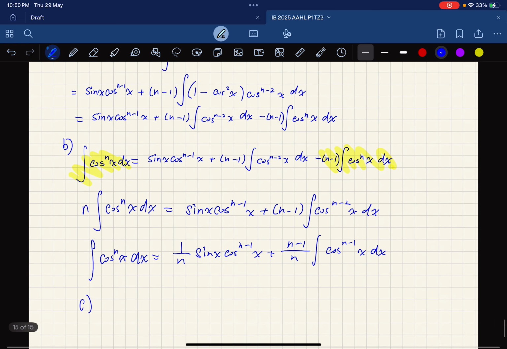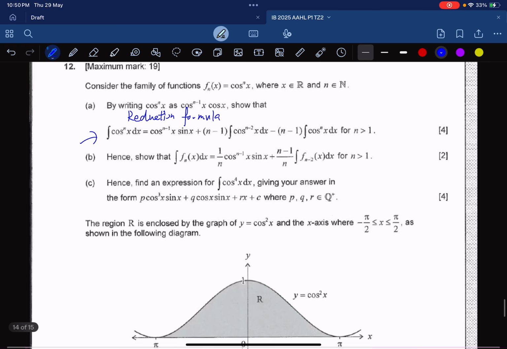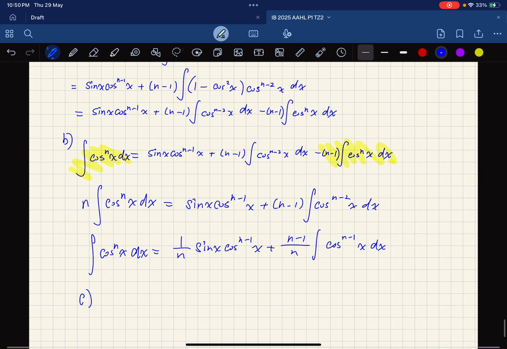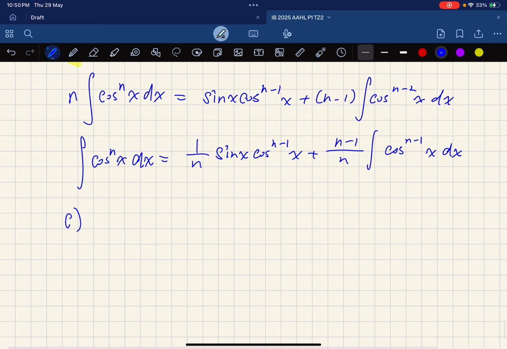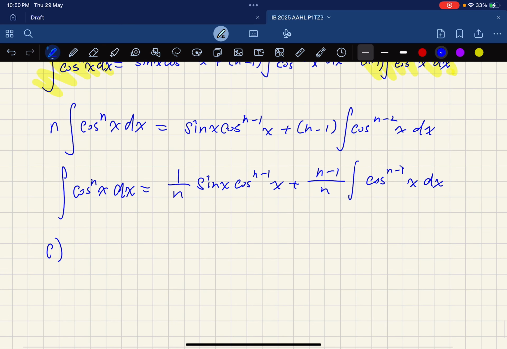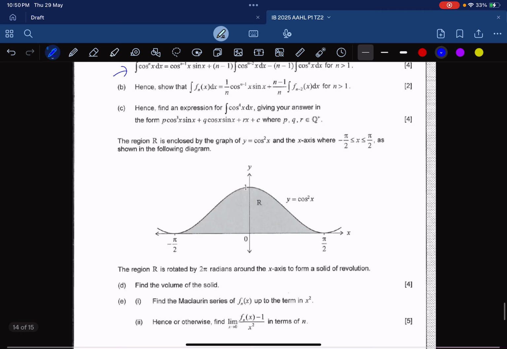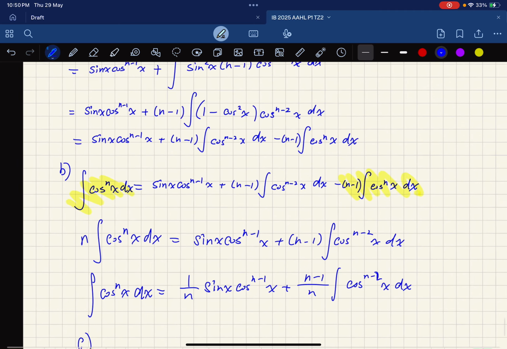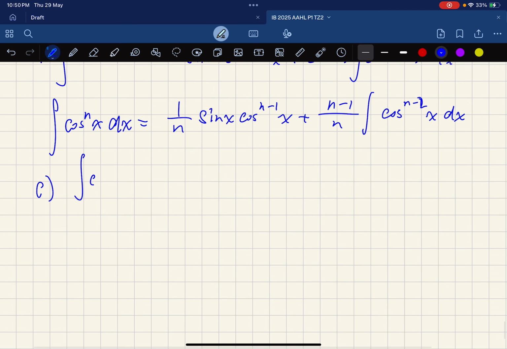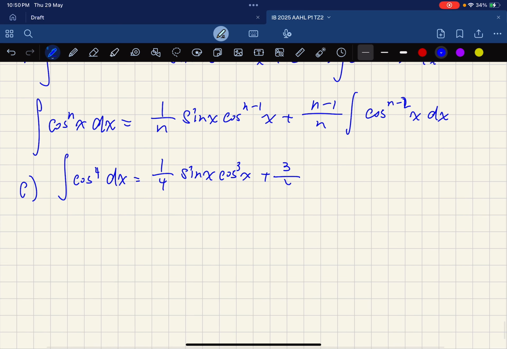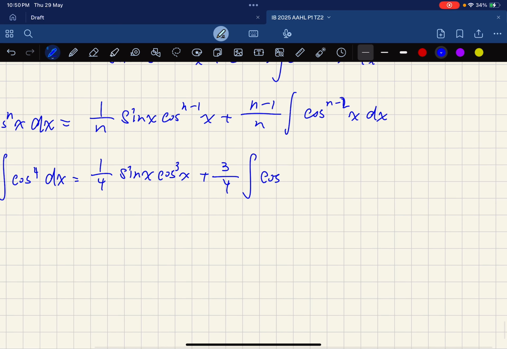Okay, part C. Hence, find the integral of cosine to the power 4. Oh, sorry, this is with n as 4. Okay, power 4, right? How many marks for power 4? 4 marks, and write it back as this. So for power 4, we just plug in n equals 4. So 1 over 4 sine x cosine cubed x plus 3 over 4 of the integral of cosine squared x dx.